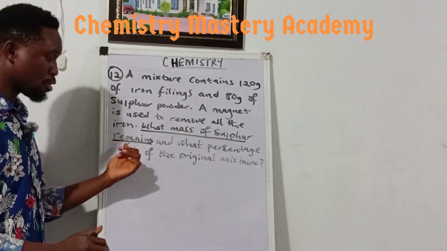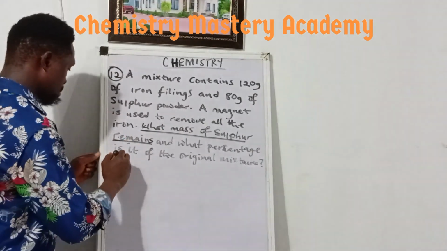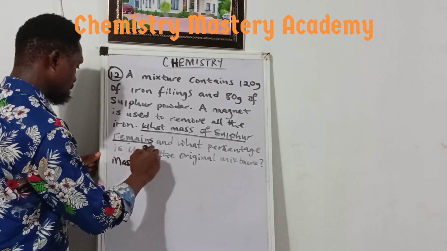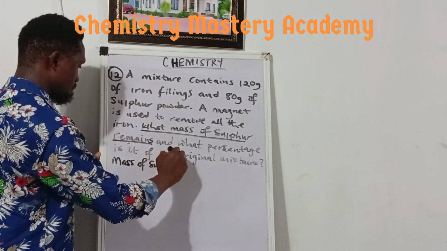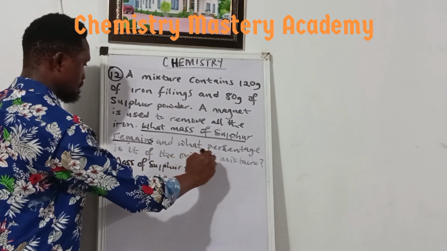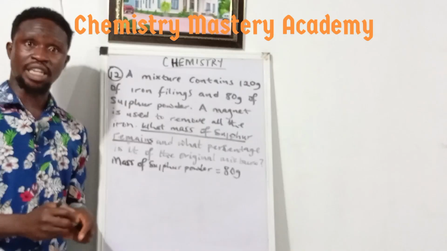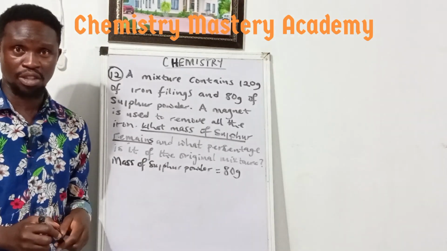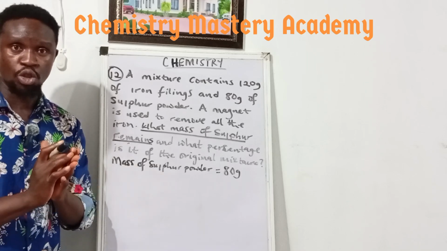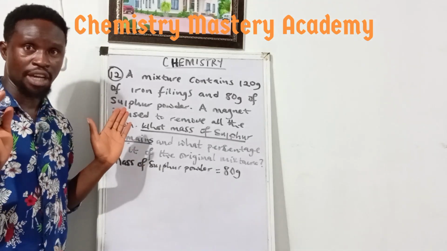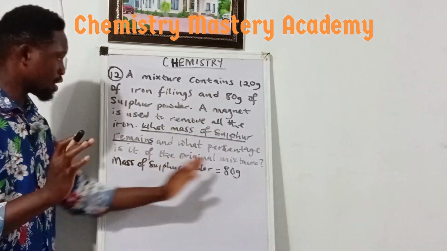So what mass of sulfur powder remains? We have the mass of sulfur powder remaining will be 80 grams. Energy can neither be created nor destroyed. Matter can neither be created nor destroyed. We would not add anything. We would just remove the iron filings, leaving behind the sulfur powder. So 80 grams.